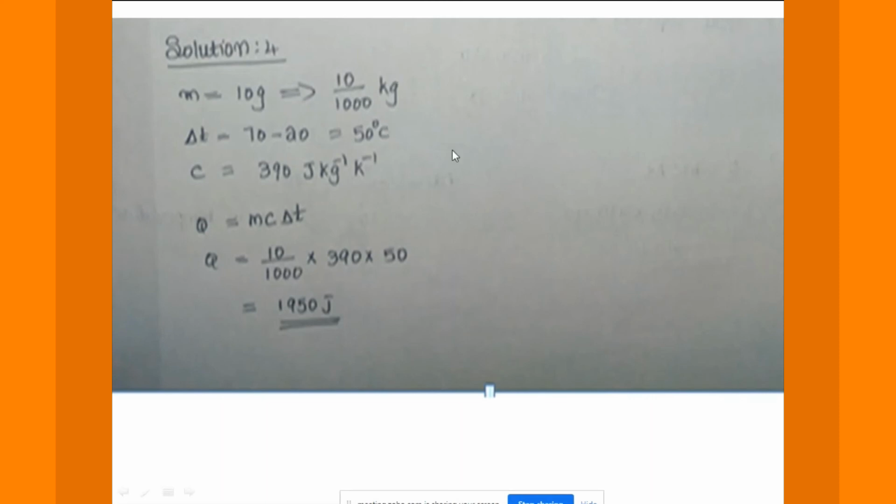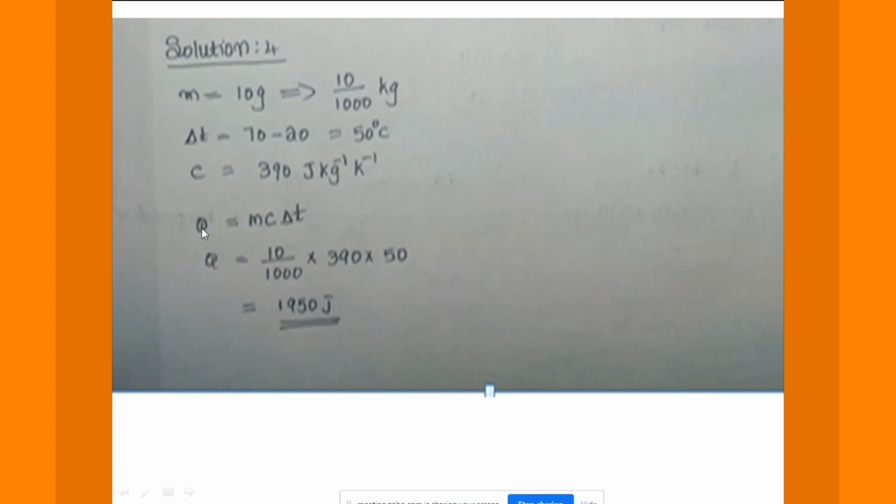You can convert that into kilogram while you are writing the given information. And also you can write delta T. Delta T that you can write from the question itself. That means 70 minus 20, you will get 50 degrees Celsius. And C value is given, that is a specific capacity, that is 390. So these are the informations available directly.